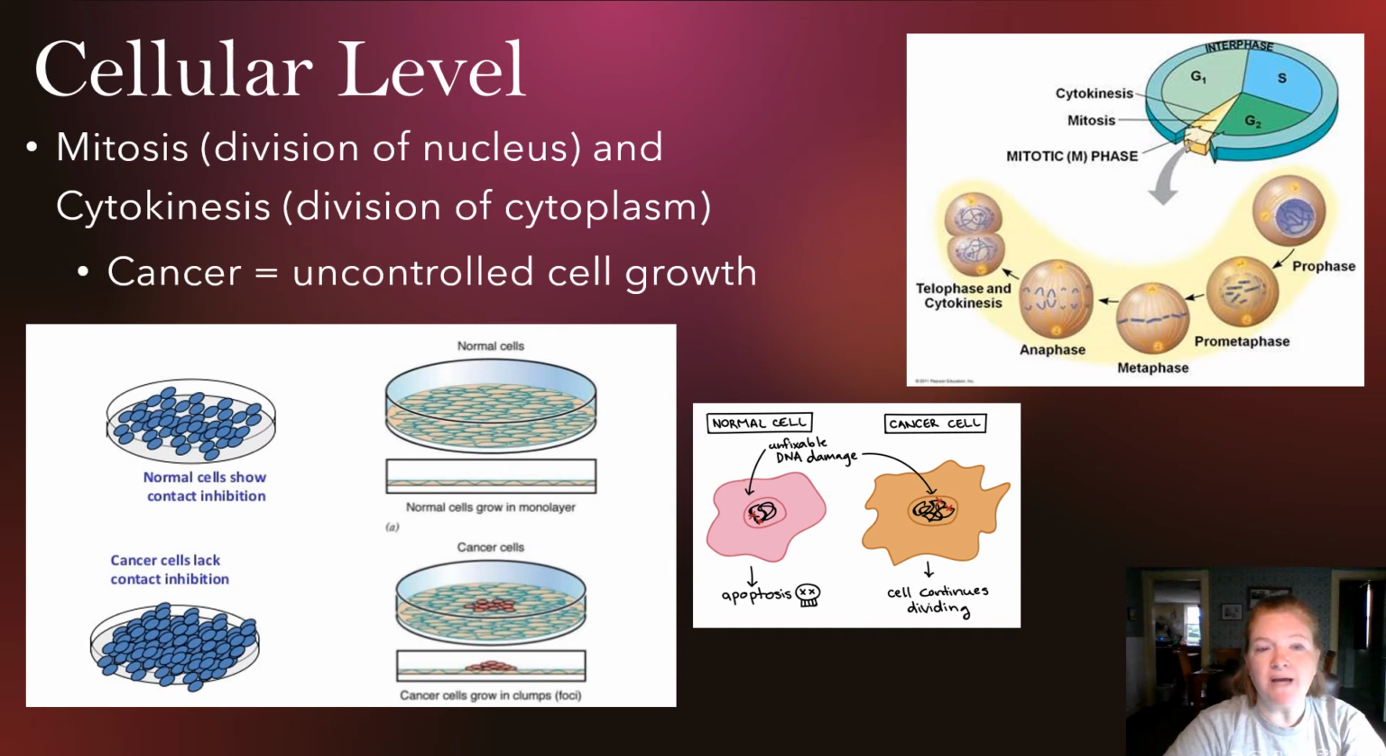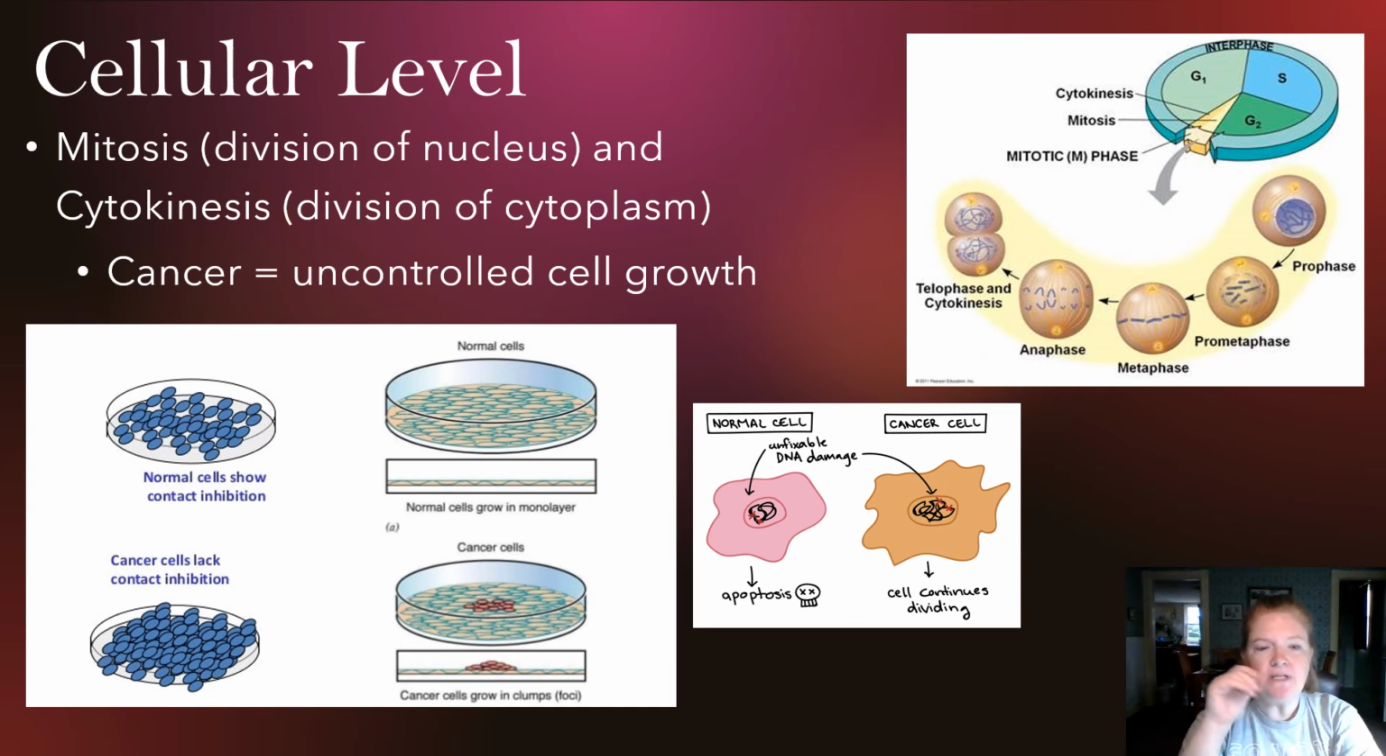And then we have the process of mitosis. Mitosis is division of the nucleus, and that has all those phases: prophase, metaphase, anaphase, telophase. Okay. We have cytokinesis, which is going to be division of the cytoplasm to create two new daughter cells. And then we have cancer. Cancer is uncontrolled cell growth or uncontrolled cell division, and that's where there's an issue with this process.